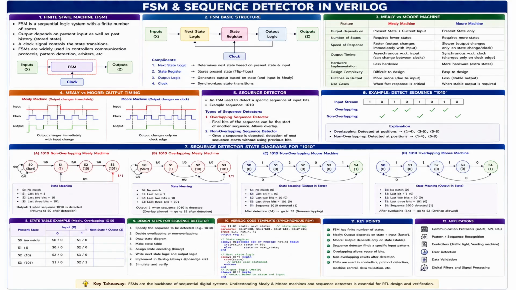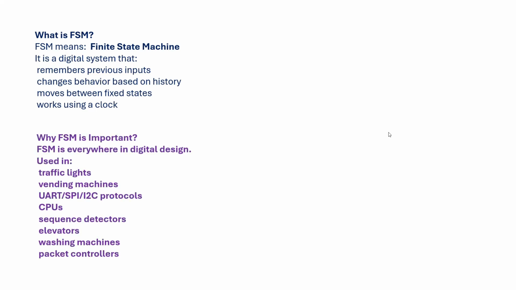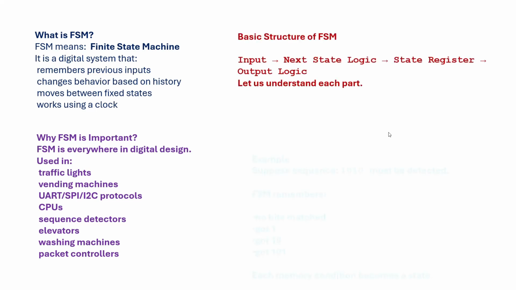We have two types of FSMs, Moore and Mealy. The Moore method depends only upon the state, not on the input, and the Mealy method depends upon both the input and the state. In most cases we are taking the Mealy method only. I already told you this pattern detection during my digital class, so just check that.